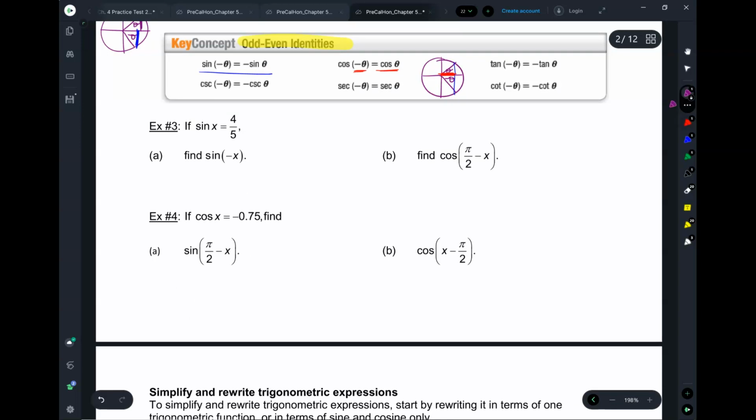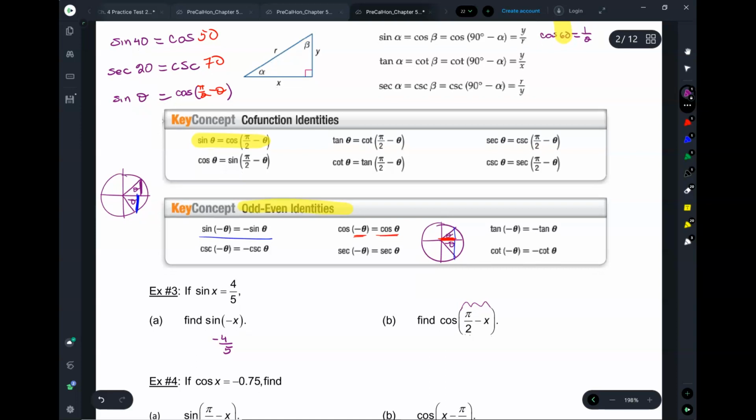Okay, so if sine of x is 4/5, what's sine of negative x? Negative 4/5. If you have sine of a negative angle, the negative comes out. Now, what's cosine of pi over 2 minus x? Cosine of the complement. Cosine of pi over 2 minus x is just sine of x, 4/5.